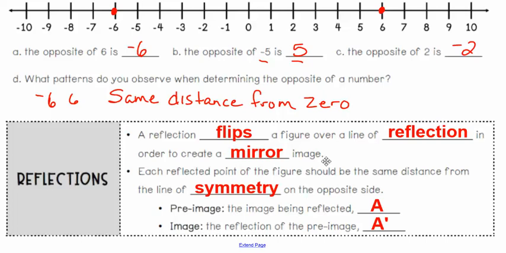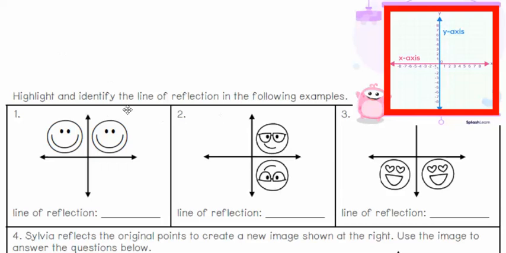All right, so let's look at the examples that you have on your paper. If I look down here, we're going to highlight and identify the line of reflection in the following. Remember, this is my x-axis. This is my x. This is my y. Let's see if I can draw a straighter line. Okay, that is my y-axis.